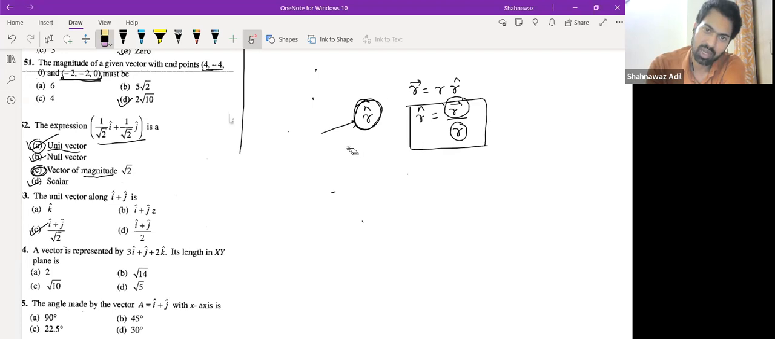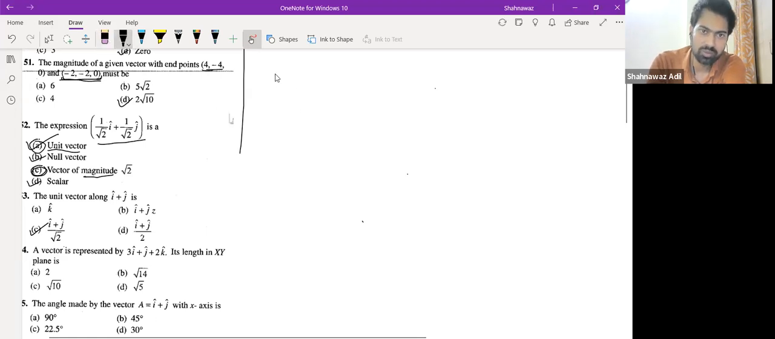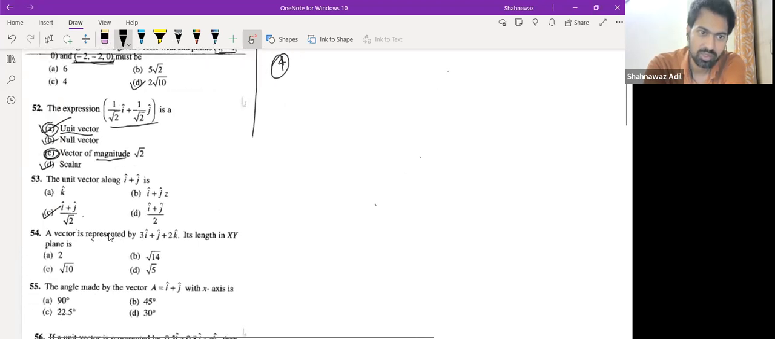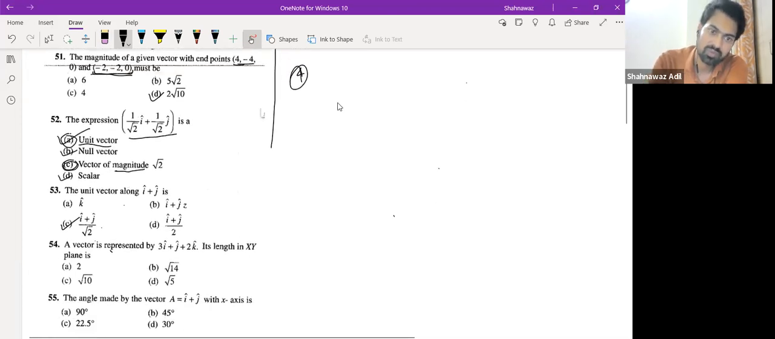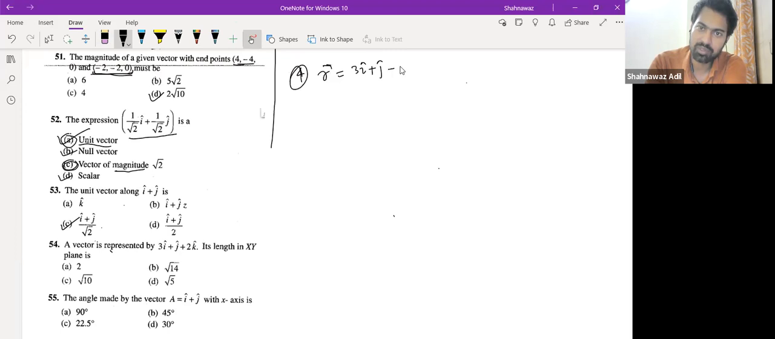Yasir, you will help me in finding the answer of this. What is the 54th question? A vector represented by I cap plus j cap plus 2K cap. So the vector is 3I plus j plus 2K, right, so this is in XYZ coordinates. What is the XY part? The XY part will be 3I cap and 1 j cap.